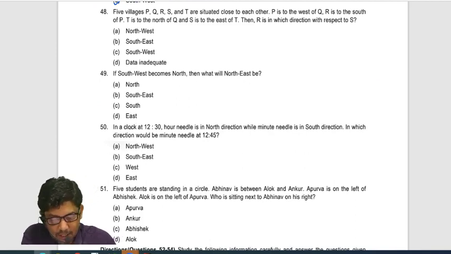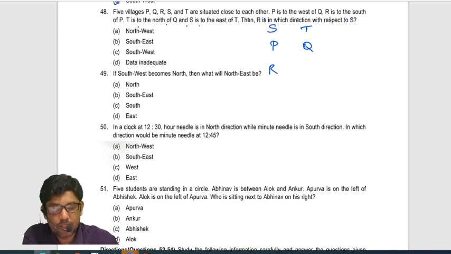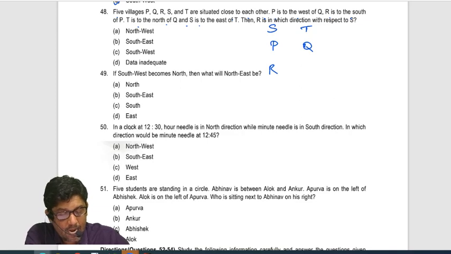Five villages P, Q, R, S and T are situated close to each other. P is to the west of Q. Am I right, my dear? Next one: R is to the south of P. T is to the north of Q. Am I right, my dear? And S is to the east of T. Then R is in which direction with respect to S?